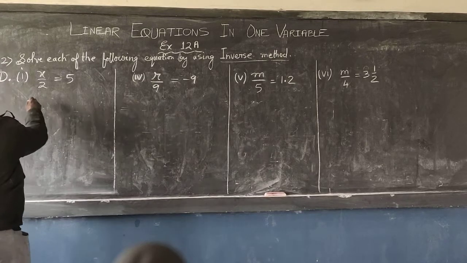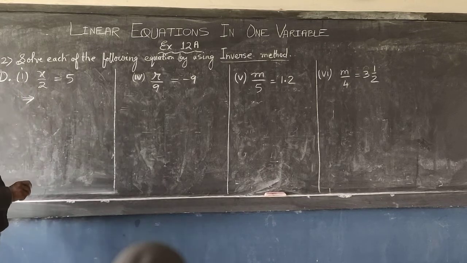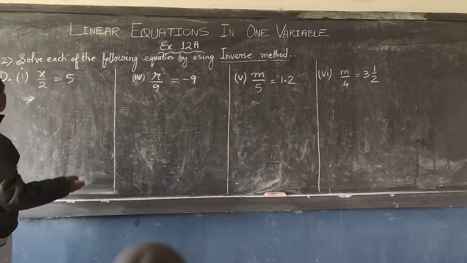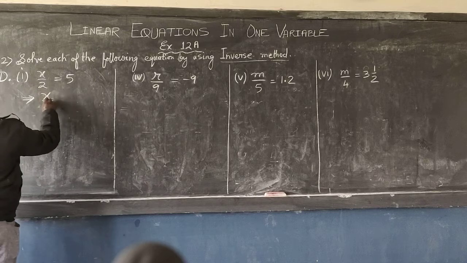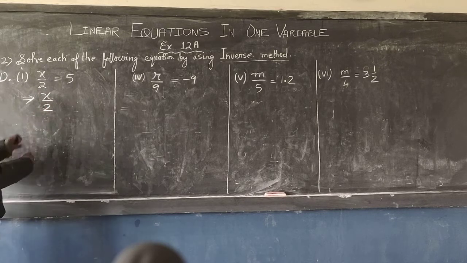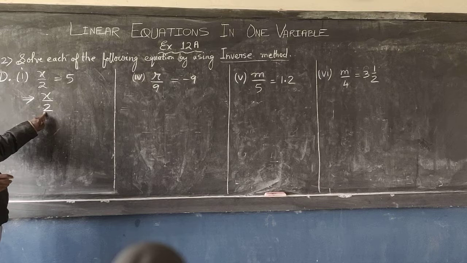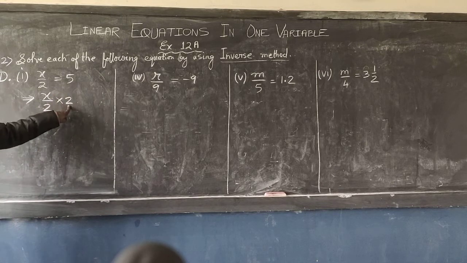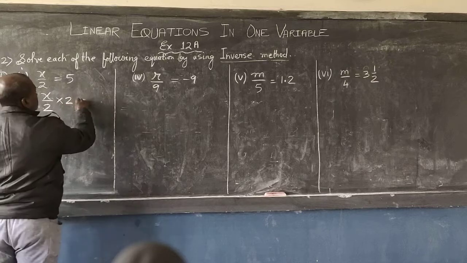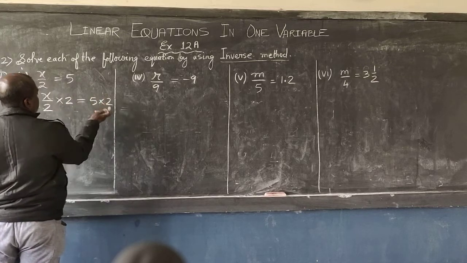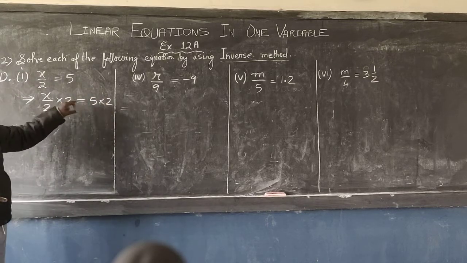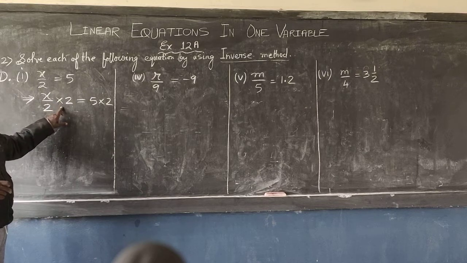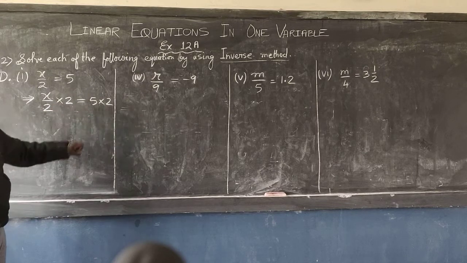So how do we remove the division? Remember, inverse means the opposite method. So if you have a division, whatever number you have as the divisor, to remove that, you give the same number but as multiplication. So divided by 2 is removed by giving multiplied by 2. So this side also you will do the same thing. Whatever operation you do on the left side has to be done on the right side. You have to multiply by 2 on the left side, so on the right side also multiply by 2.